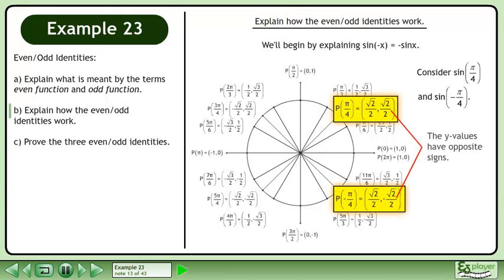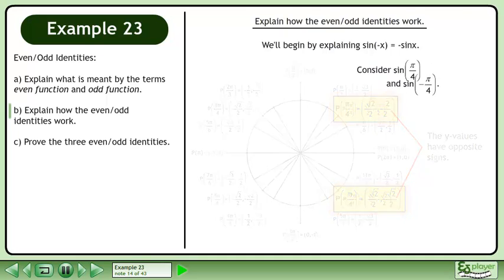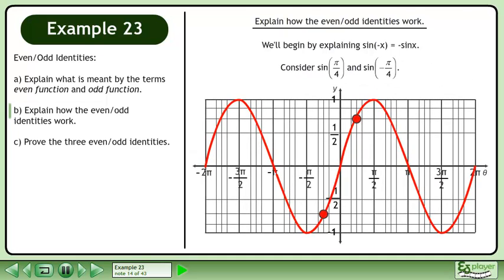The y values have opposite signs. On the graph, the sine values have opposite signs. Also, since y equals sine x is odd, there is rotational symmetry of 180 degrees.